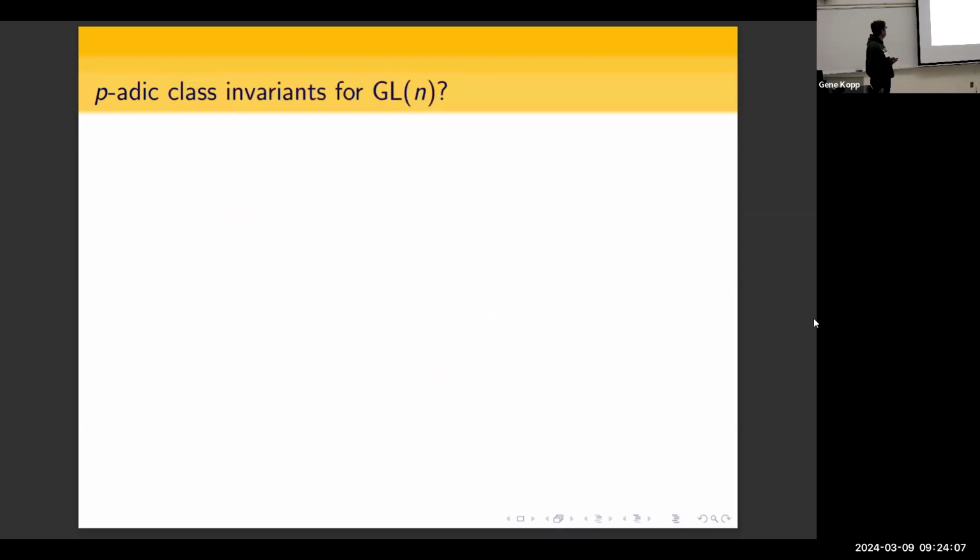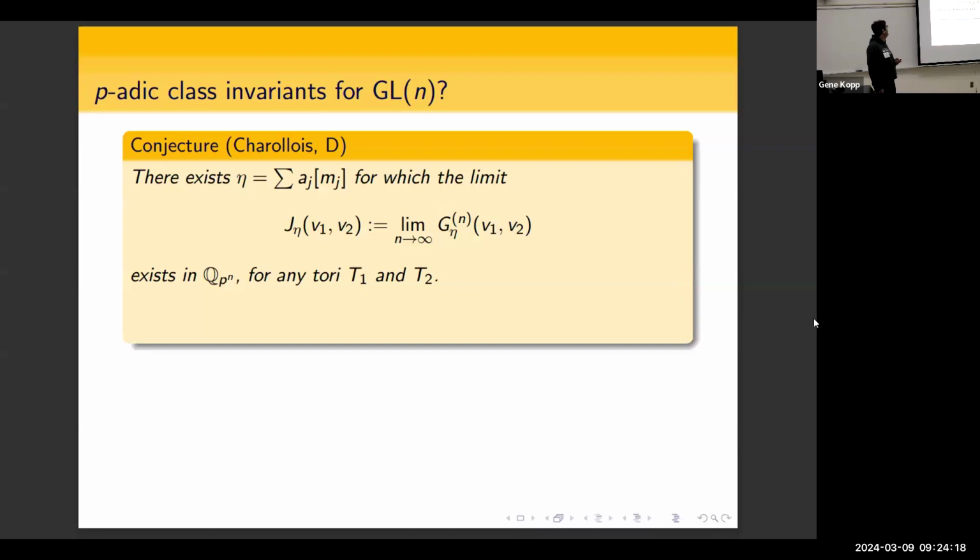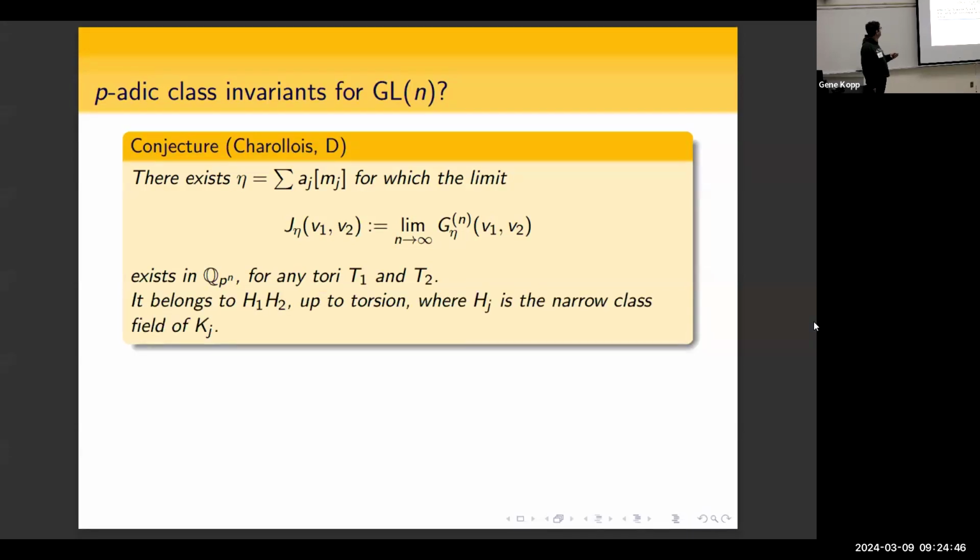And so the conjecture I'm going to make about the convergence of these infinite products and their algebraicity is going to be a little bit more vague than what I had for GL2. Namely, we conjecture that there exist certain linear combinations of moduli for which the limit of the G_eta,n's, these corresponding multiplicative combinations, a value v1, v2, exists in Q_p^2, but for any tori T1 and T2. So this multiplicative combination is independent of the tori that I choose to define it. And moreover, it belongs to some compositum of the two Hilbert class fields of these degree n fields K1 and K2, H1 up to H2, where H_j is the narrow class field of K_j.